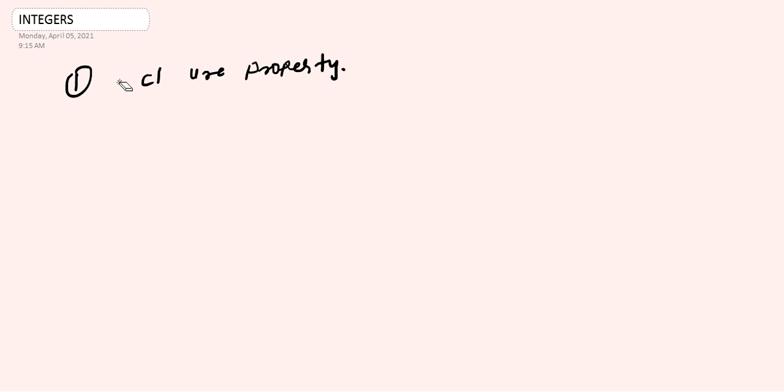Topic 1.3 Properties of multiplication of integers. The first one is closure property. So in closure property, the multiplication of two integers is always an integer.